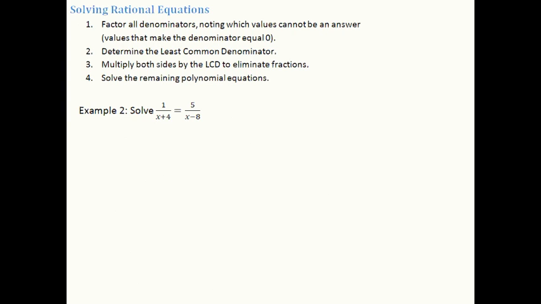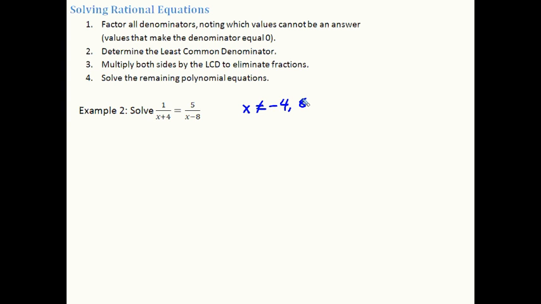Moving on to this next one here, we have 1 over x plus 4 equals 5 over x minus 8. We're going to factor the denominators, noting which values cannot be an answer. So here, this is factored already, but we can note that x cannot equal negative 4, because that would make the first denominator 0, and x cannot equal 8, because that would make the second denominator 0.